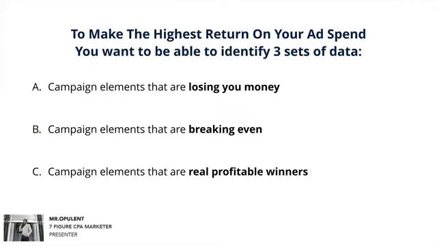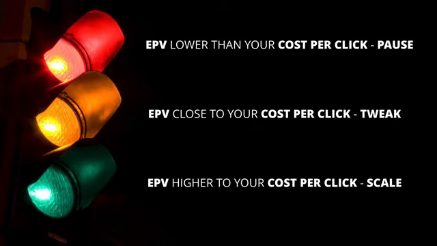In order to make the highest return on your ad spend, you want to identify 3 sets of data. You want to identify campaign elements that are losing you money, campaign elements that are breaking even, and campaign elements that are real profitable winners. So we utilize a methodology called the traffic light bidding system.